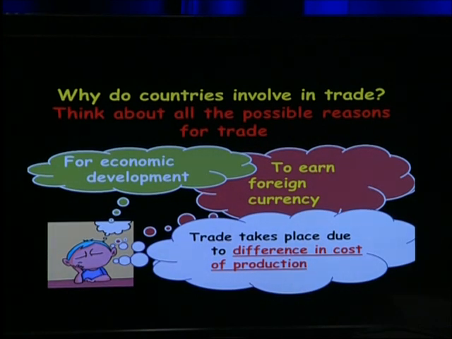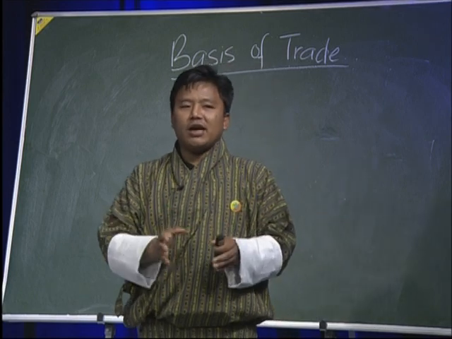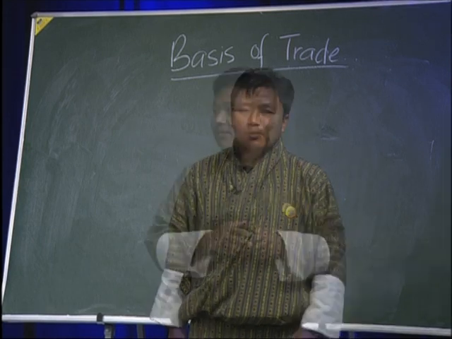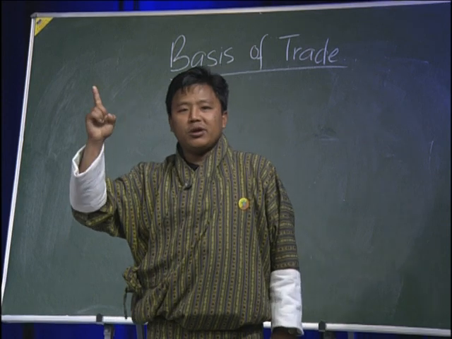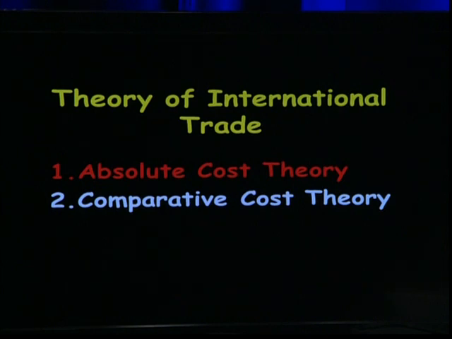Therefore, the basis of international trade is explained based on the differences in the cost of production. And this can be explained with the help of absolute cost theory and comparative cost theory. Now let us move into the first topic, that is absolute cost theory.